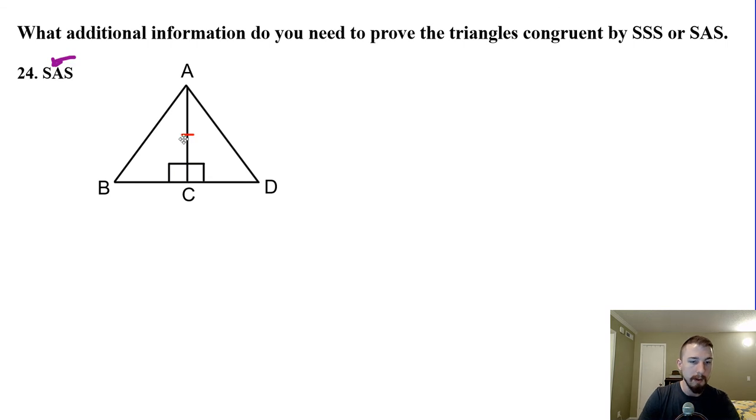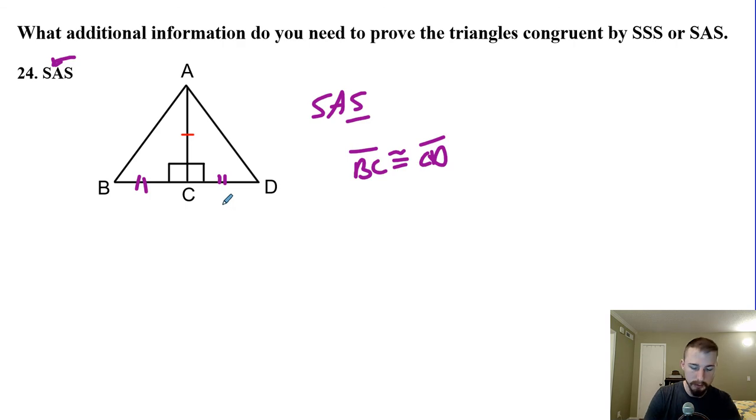And so we have a side and an angle. The only thing we need now to prove it with side-angle-side is the side that's on the other side of the angle. So we have our side, we have our angle, and I need the missing side that's on the other side of the angle. So that's going to be the side BC has to be congruent to CD. So the missing information we need is that BC has to be congruent to CD. Okay, and if we have that, then we can prove that these two triangles are congruent by side-angle-side.